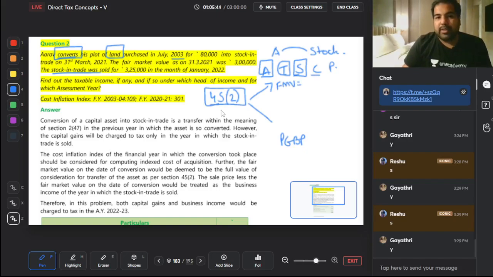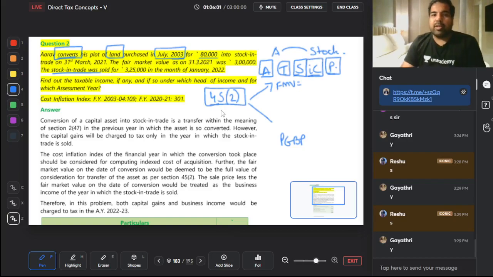Is there a cost? Yes, 80,000. And when did you buy it? You bought this in July 2003. So very, very long term. Will you index the cost? Yes, you will index the cost. So I've got all the things needed to calculate capital gain.